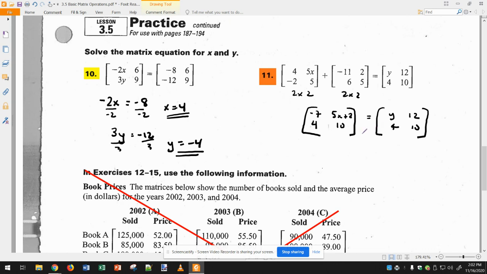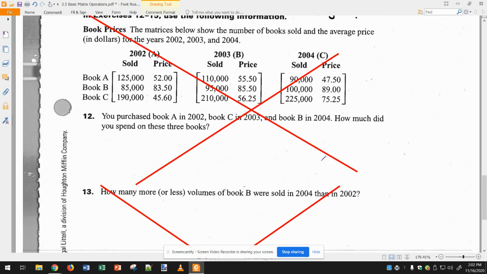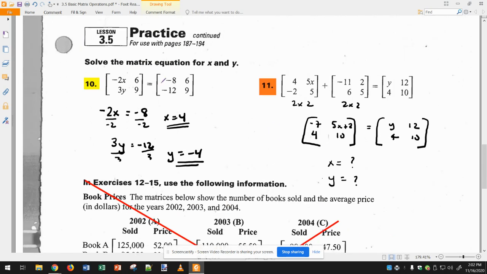So now you can set up equations for x and y. And your goal is to figure out what is x and y, and just make sure you show your work. Okay, we can skip these word problems. So that's it for today.